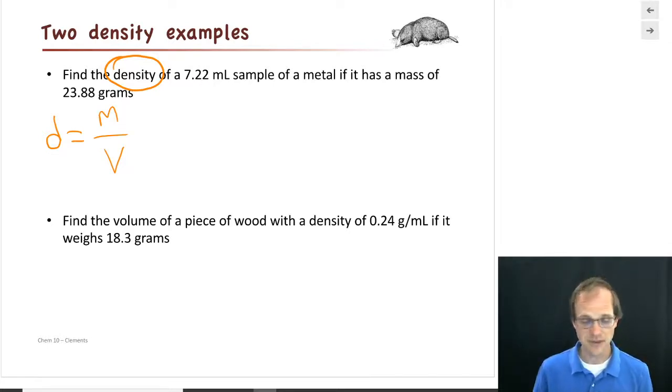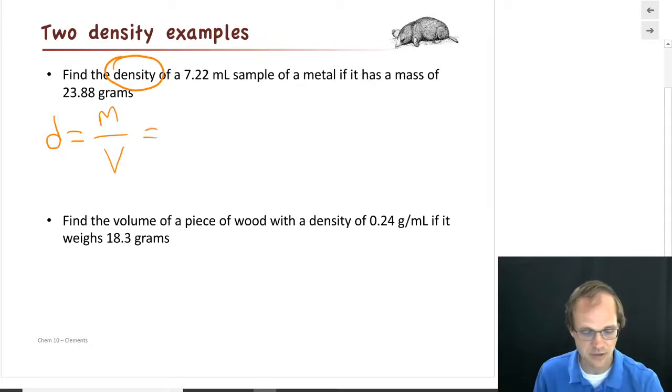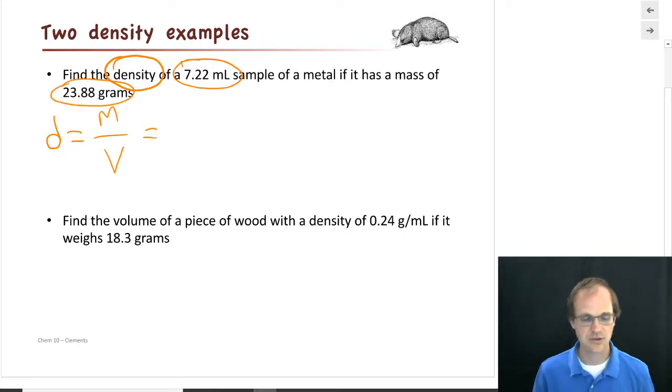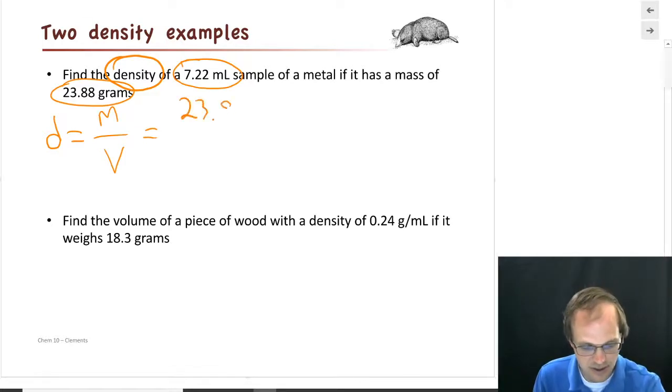Luckily in this problem, they're given to us. We just have to know our units well enough. Mass. Well, we've got two numbers in here. We've got a milliliter sample and we've got grams of our sample. Which one corresponds to mass? And that is our grams, 23.88 grams of our sample.